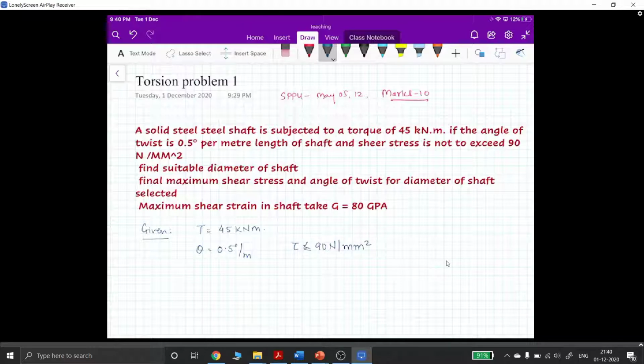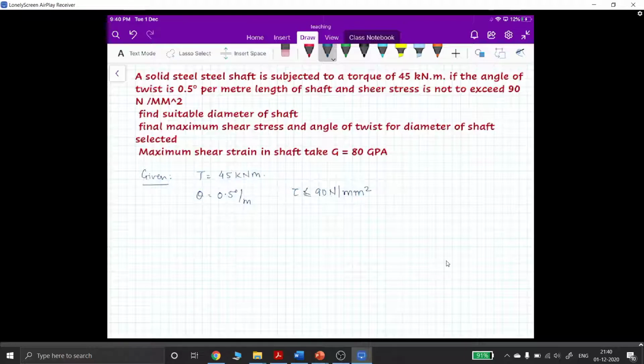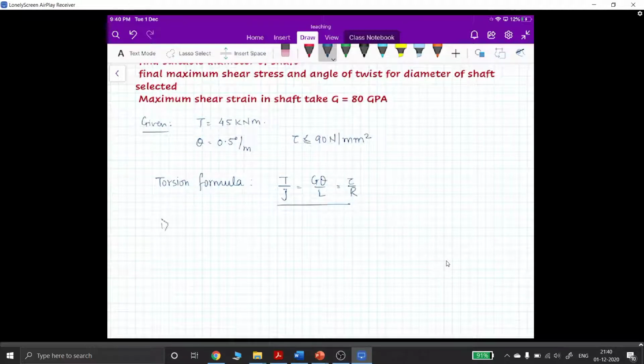Now what is the first thing that we have to find out? We have to find out the diameter of the shaft. First of all, we will write down the formula which we are going to use. We are going to use the torsion formula for this kind of problem: T by J equal to G theta by L equal to tau by R. We have already discussed what is strength criteria and what is rigidity criteria. The limiting conditions for strength criteria as well as rigidity criteria are given to us and we need to calculate the diameter. So this is a conventional problem.